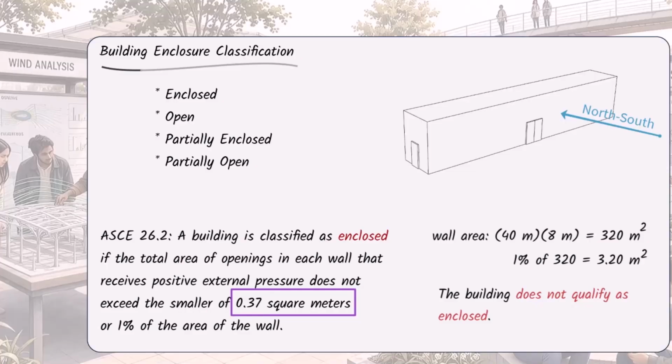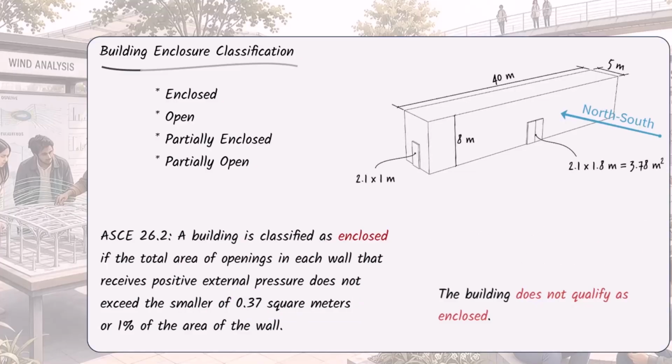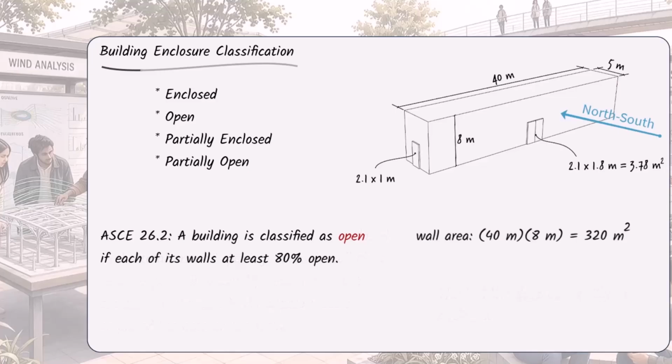So, how should we classify it under north to south wind? Could it fall under the open category? ASCE defines an open building as one in which every wall is at least 80% open. Clearly, that's not the case here. The front wall has no openings at all, and the back wall's 3.78 square meter opening is far from 80% of its 320 square meter area. So how about partially enclosed?